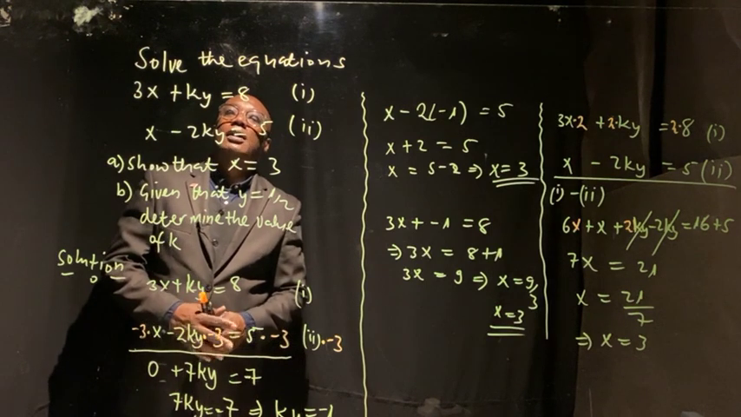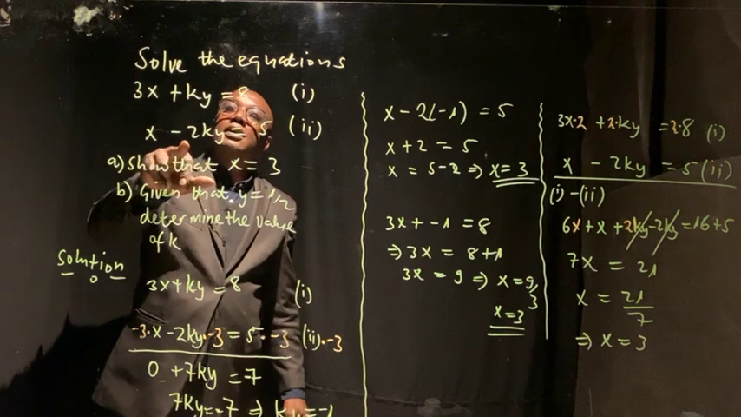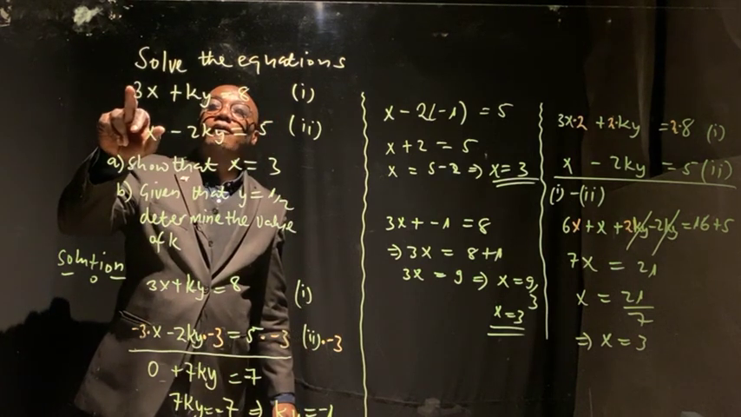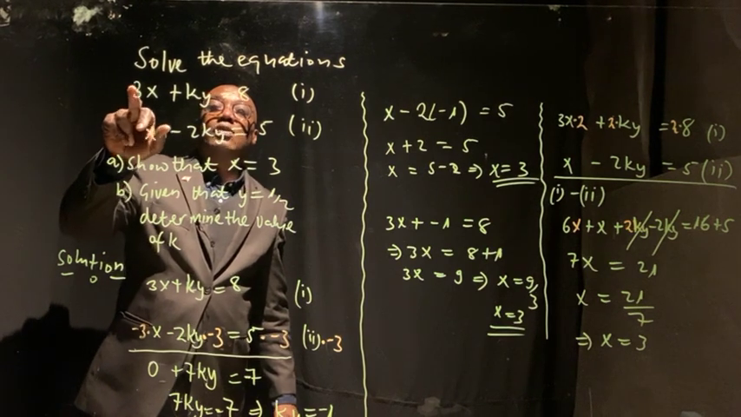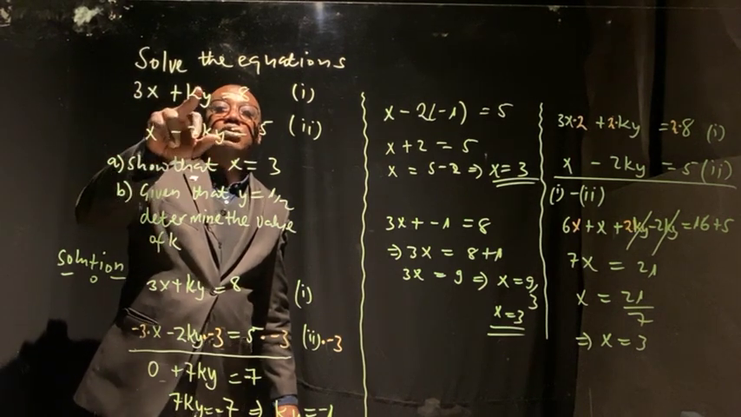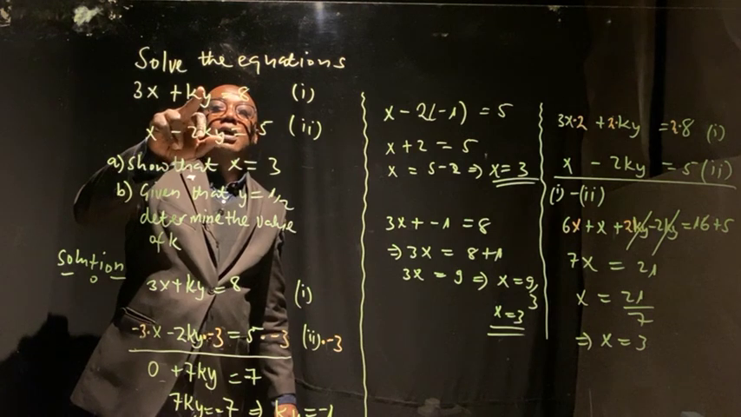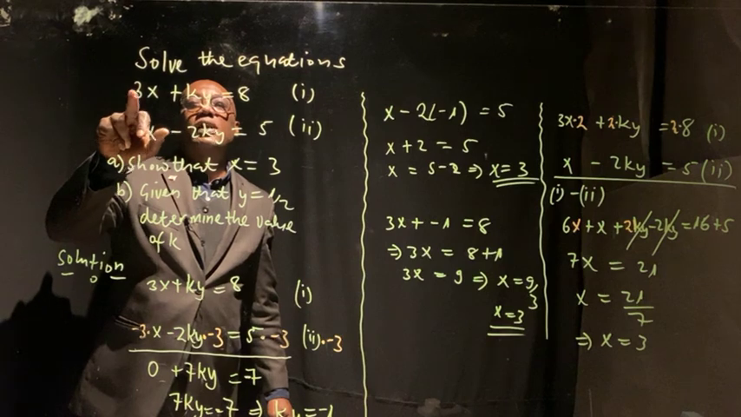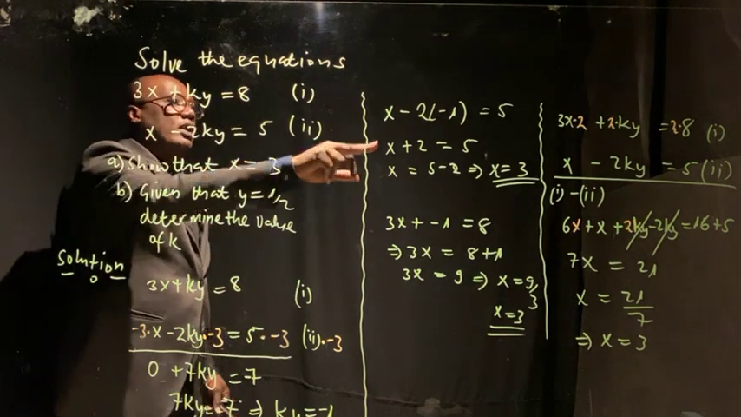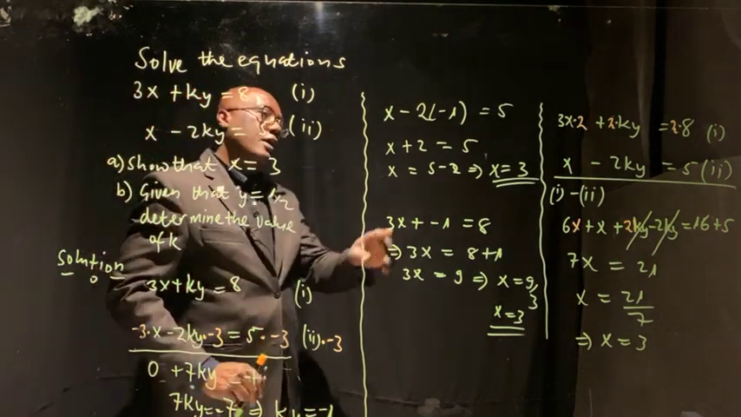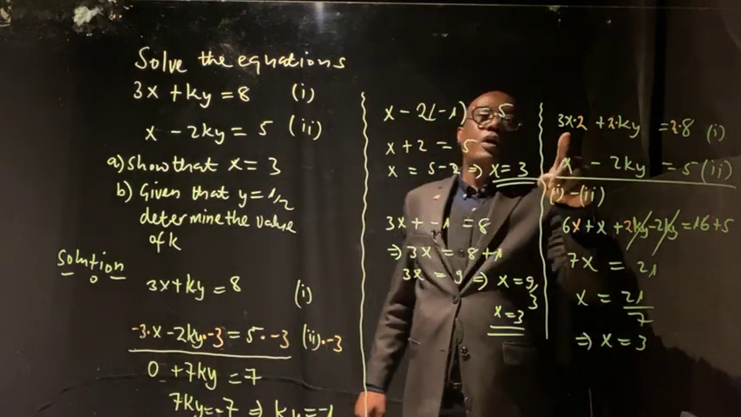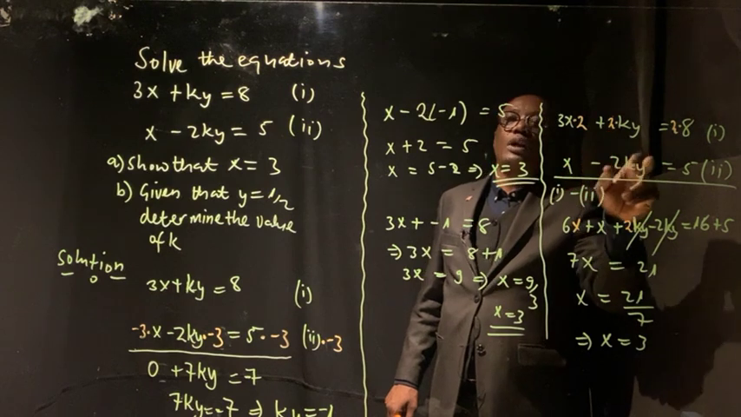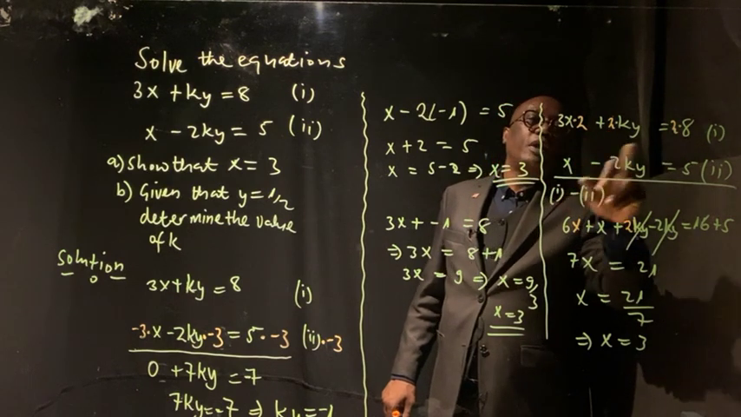Why did we do that? Because we saw that this one is negative 2ky. If we multiply the first equation by positive 2 and we try to add them, it would automatically eliminate ky. That's why we choose positive 2 to multiply the first equation. And this is what we did over there. If you see this side, you see that we have the same equation here. We have multiplied both sides by positive 2, and we have got this one over there.